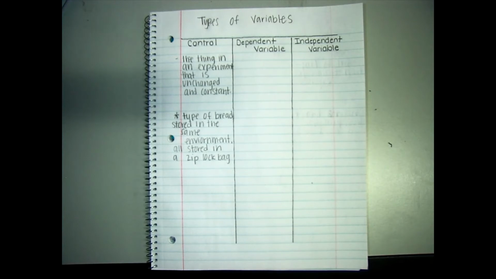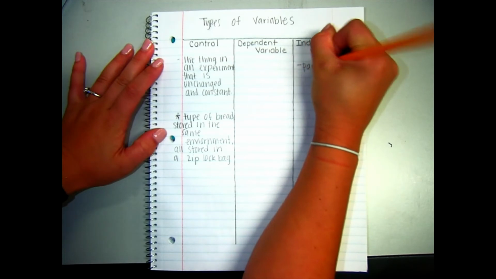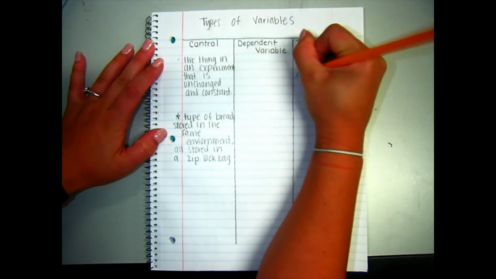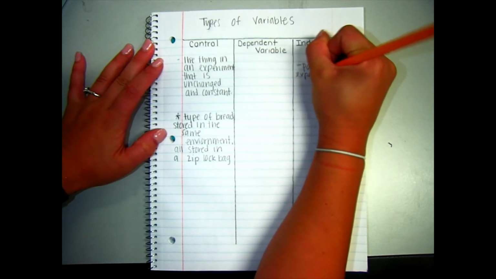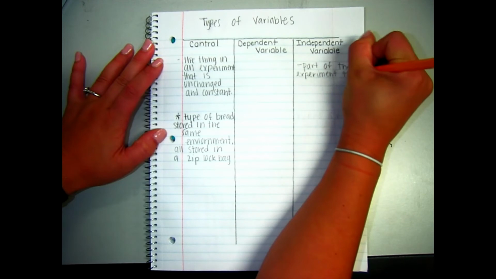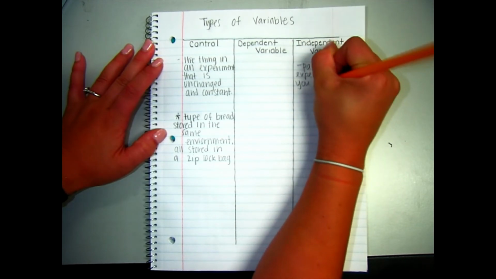The next variable that we're going to learn about is the independent variable. And the independent variable is the part of the experiment that you change. So let's write that. Part of the experiment that you change.